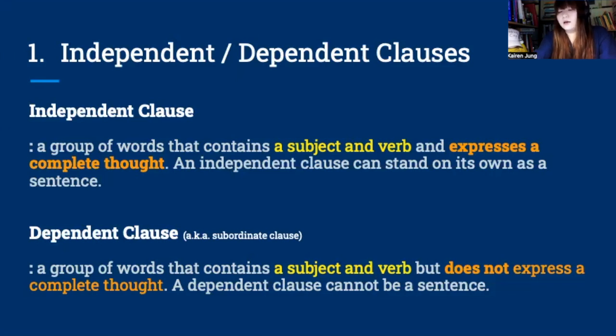A dependent clause, also known as a subordinate clause, is a group of words that contains a subject and a verb, but does not express a complete thought. A dependent clause cannot be a sentence.